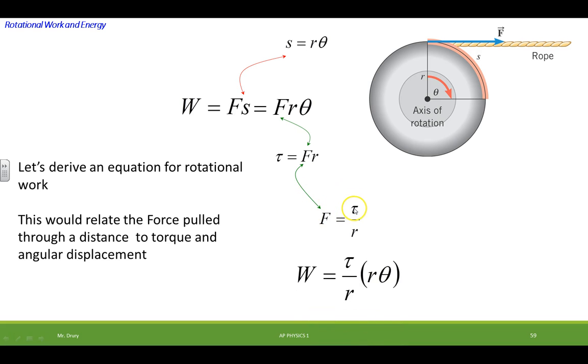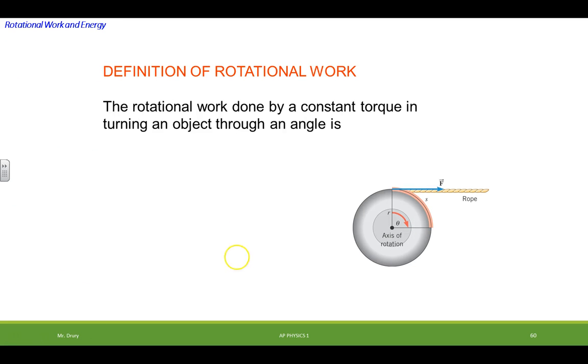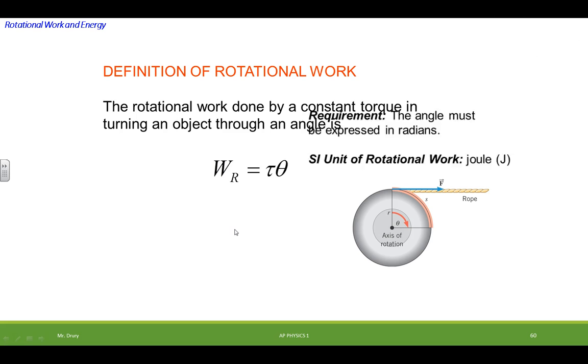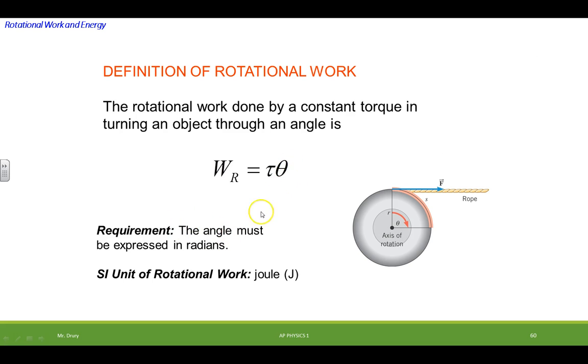I can take force and replace it with torque over the lever arm. The two R's cancel out, and you're left with the definition of rotational work: torque times the angular displacement. And here's the formal definition of it. Rotational work done by a constant torque in turning an object through an angle is torque times angular displacement. And this angular displacement must be in radians, and the work is in joules.